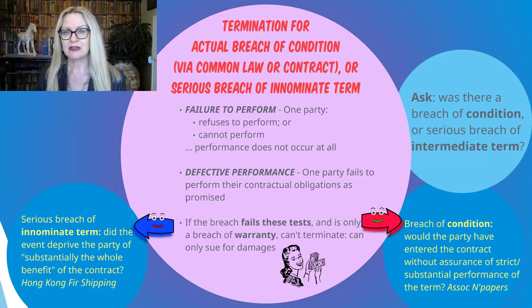Either way, there's been an actual breach, and either way, if the term that's been breached satisfies one of those red or blue tests, then you're going to be able to terminate. If the breach fails one of those tests, as I say down the bottom there, with the lady that looks very happy, even if it's only a breach of warranty, you can certainly still sue for damages, so you can get some kind of compensation for what's gone wrong. So that's termination for actual breach.